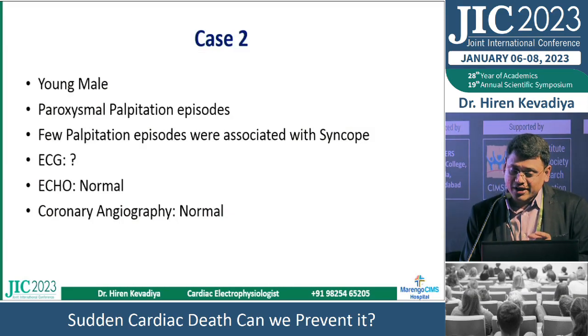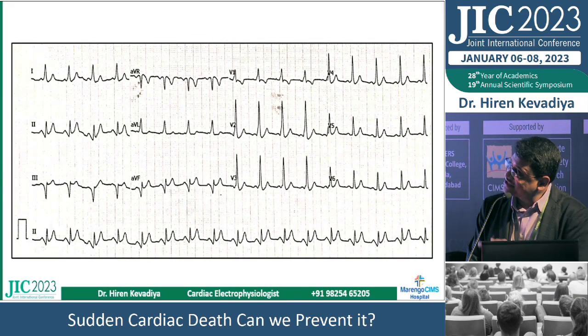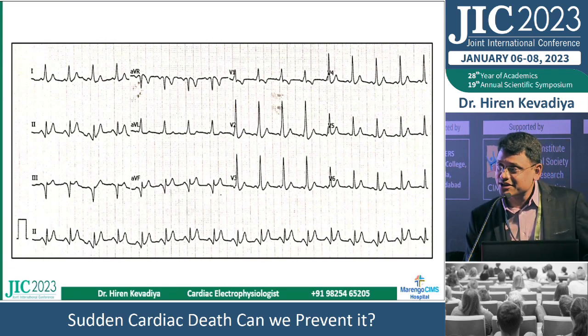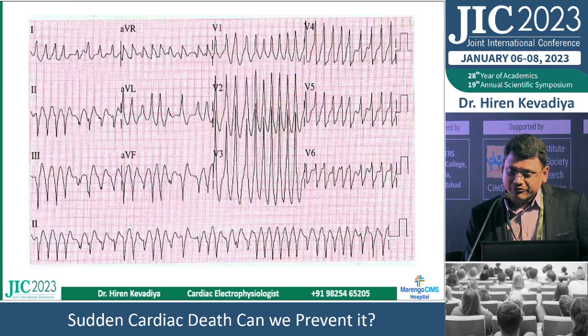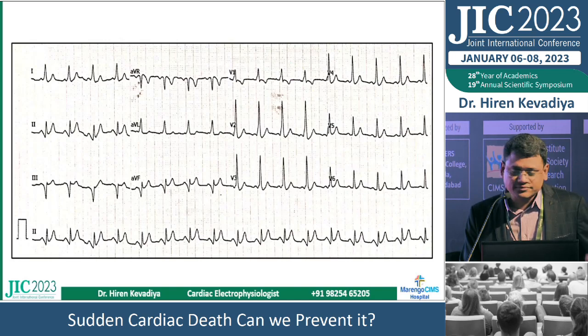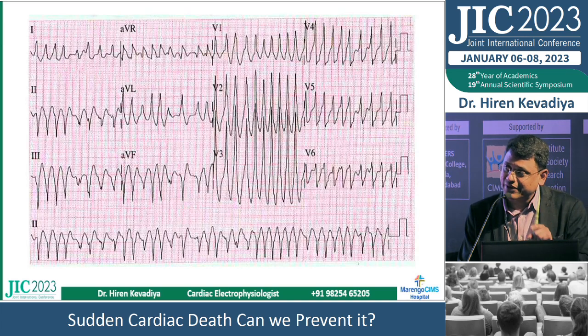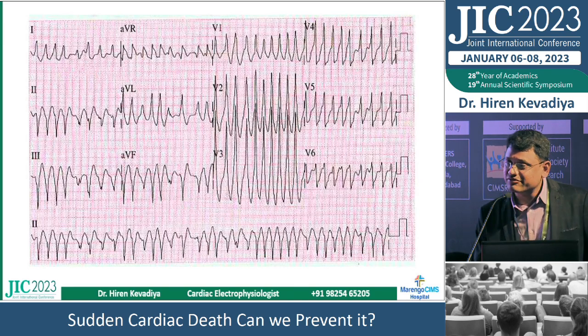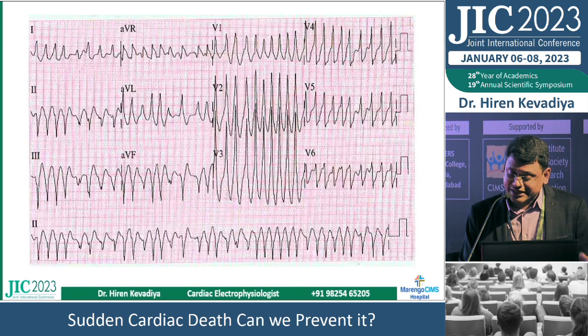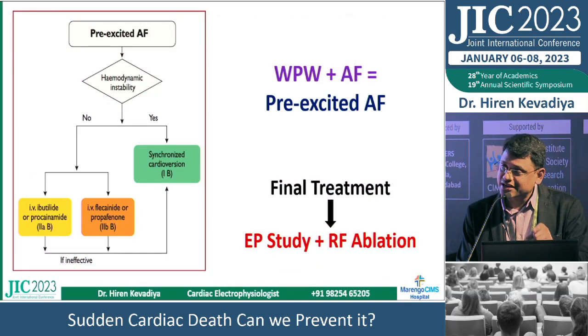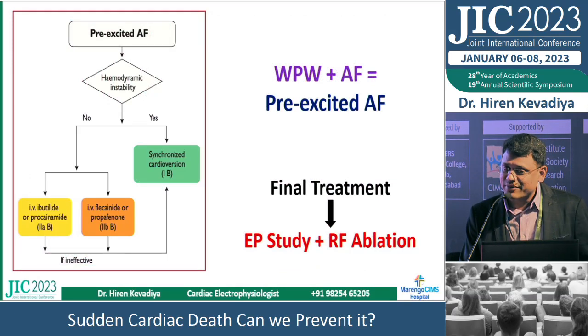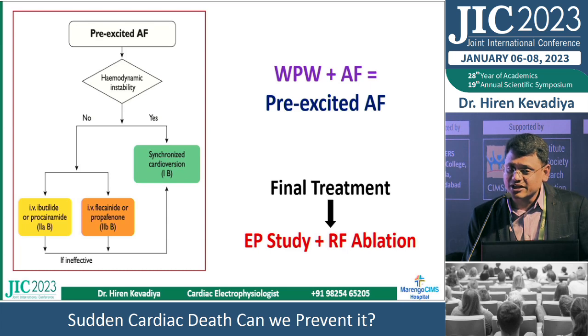Then case 2, paroxysmal palpitation. ECG was showing sinus rhythm with pre-excitation. It's a WPW. And we always think that WPW patients are all safe patients, they will not die. There is no risk of mortality at all, but it is incorrect. There is a possibility of sudden cardiac death also in WPW syndrome, especially when they develop atrial fibrillation. So atrial fibrillation will become a pre-excited AF, and that is the reason that this patient should always get an EP study and removal of that bypass tract to save him from sudden cardiac death permanently.